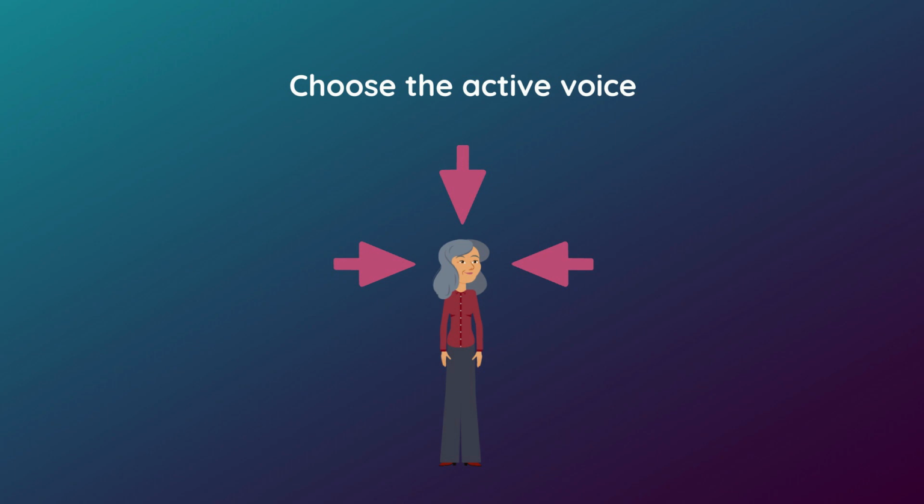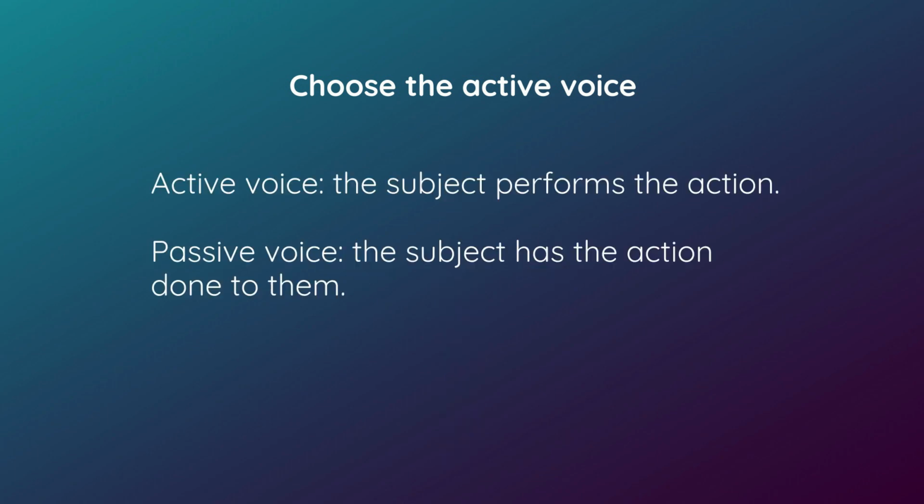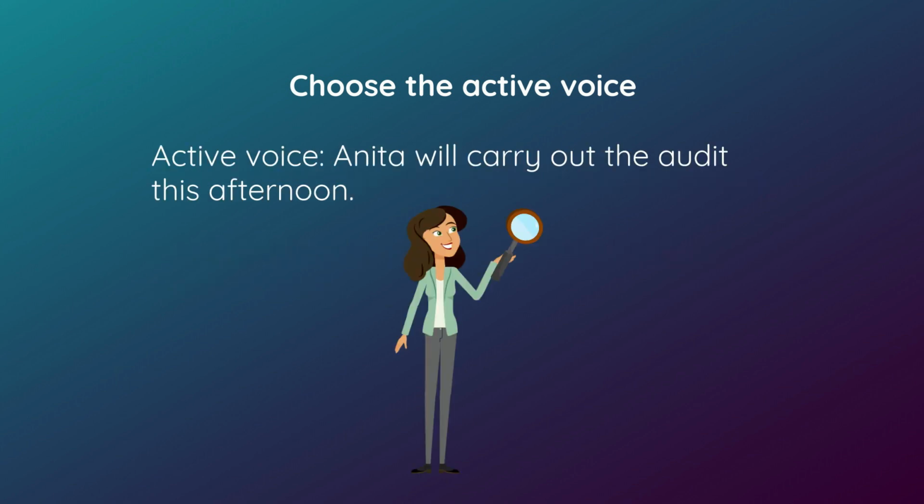Choose the active voice. In the active voice, the subject performs the action in a sentence. The passive voice switches this around so that the subject has the action done to them. Here's a sentence in the active voice. Anita will carry out the audit this afternoon. Anita is the subject as she's the one linked to the action will carry out.